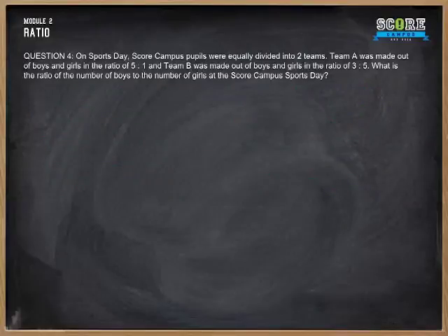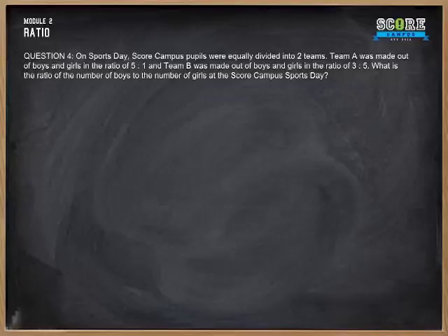Question 4, students, is an interesting one. On sports day, SCORE campus pupils were equally divided into 2 teams. Keyword equally. Team A was made out of boys and girls in the ratio of 5:1, and Team B was made out of boys and girls in the ratio of 3:5. What is the ratio of the number of boys to the number of girls at the SCORE campus sports day?